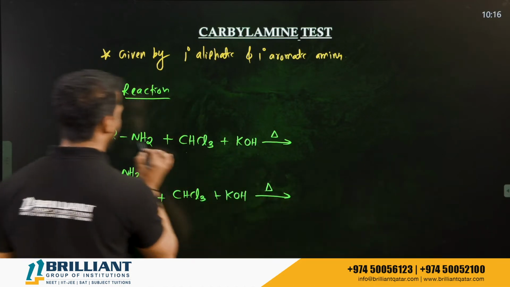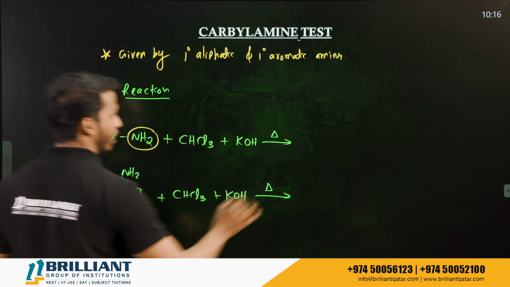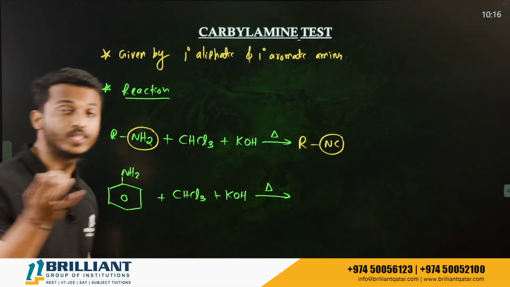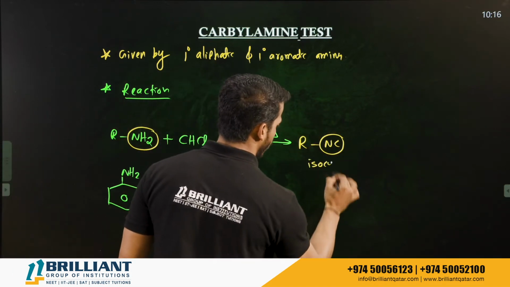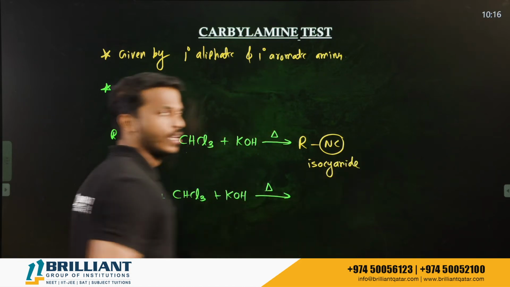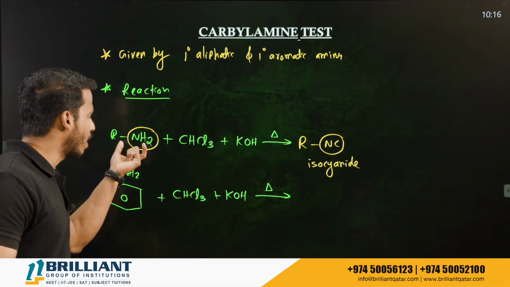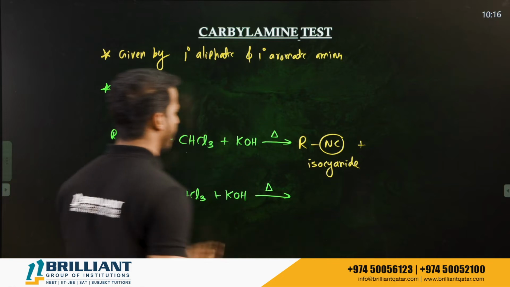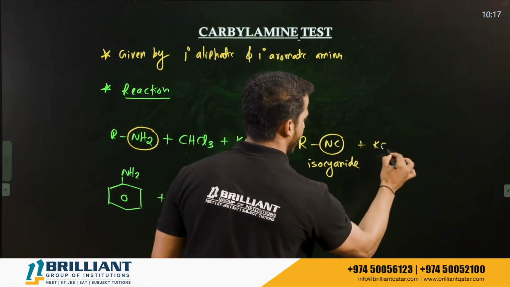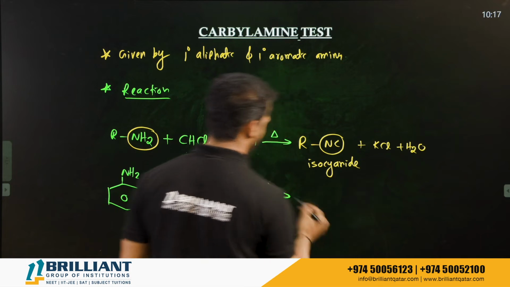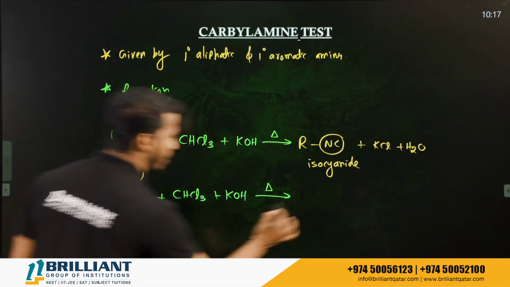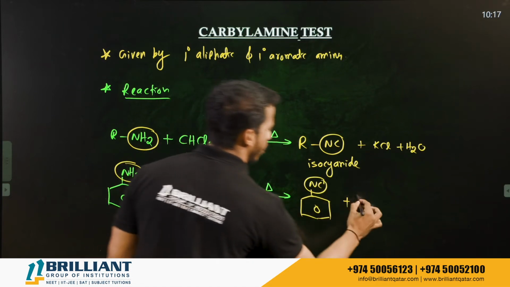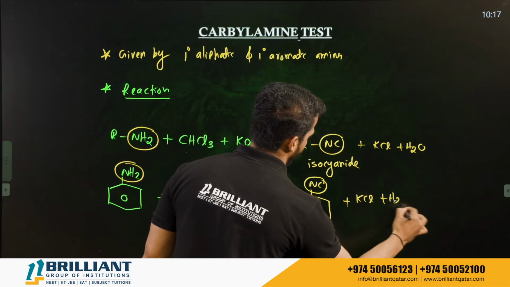So this primary amine, dear all, the amine group is converted to RNC. Which functional group is called NC? Isocyanide, or isonitrile. So during the carbylamine reaction, your amine is converted to isocyanide. Along with what byproducts? Potassium combined with the chlorine gives KCl, along with water. Here we can observe this NH2 group converted to NC, isocyanide. Byproducts are the same, dear all: KCl and water.